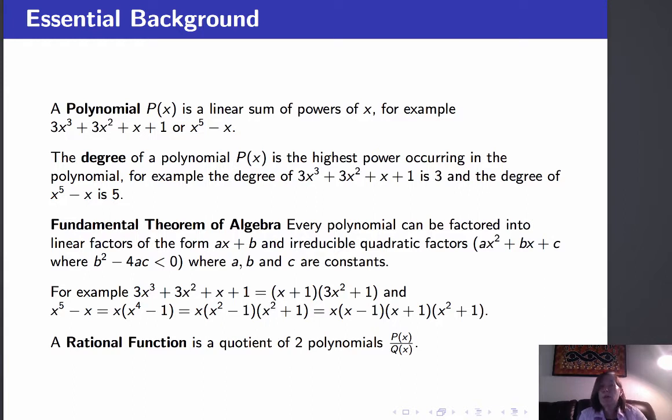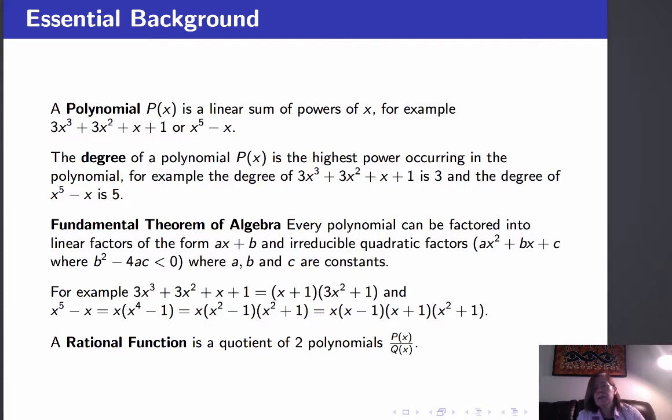First of all, a polynomial. If a function p of x is a polynomial, it means it's a linear sum of powers of x. Here are two examples: x to the 5 minus x, and 3x cubed plus 3x squared plus x plus 1. The degree of the polynomial is the highest power occurring in the polynomial. So, for example, the degree of 3x cubed plus 3x squared plus x plus 1 is 3, because the highest power of x there is 3, and the degree of x to the 5 minus x is 5, because the highest power of x is 5.